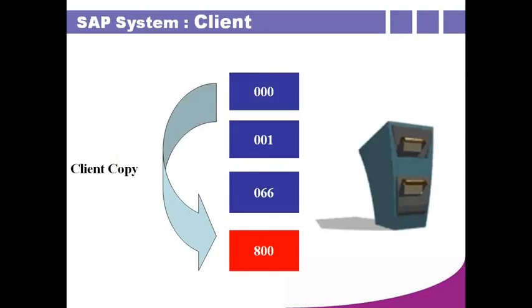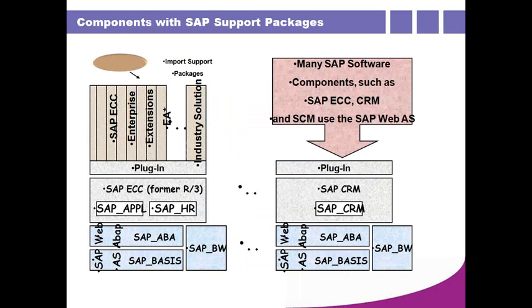Then the client copies. As I told, we have default clients 000, 001, 066, and these are SAP-given clients, but we never use those. We create our own clients like 500, 600, ranging from 000 to 999. Any number you can use without repeating the same number. How to handle all these, we are going to see. And then the patches, very important from the basis point of view.